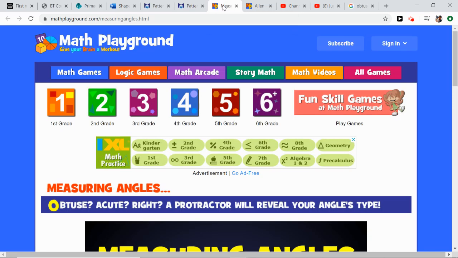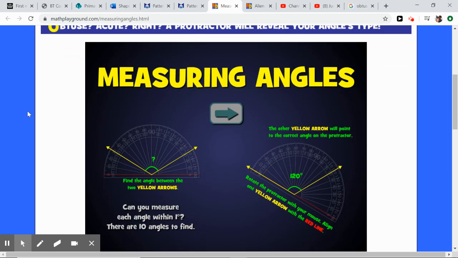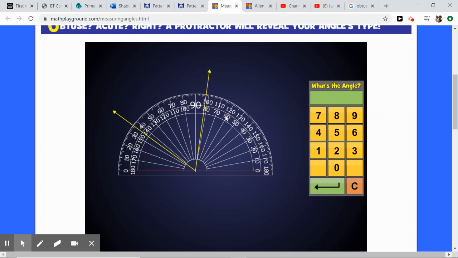Challenge 2 is this game, measuring angles. So can you measure each angle within 1 degree? There are 10 angles to find. I'm going to show you how to play that now. So click on this arrow. So you can see we've got these 2 yellow lines here. So we need to measure the angle in between.